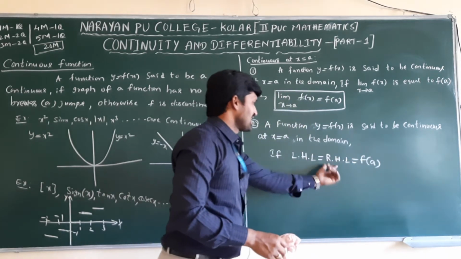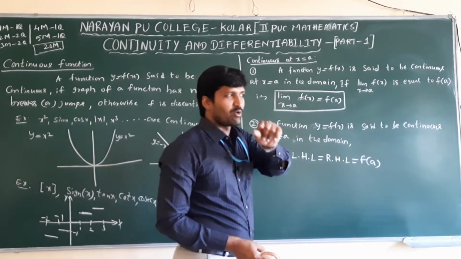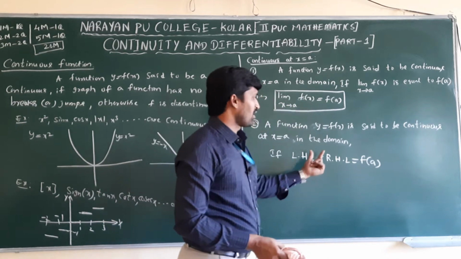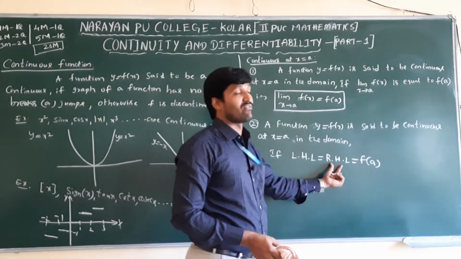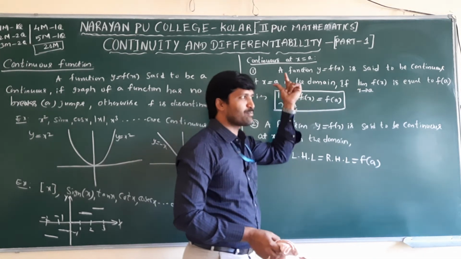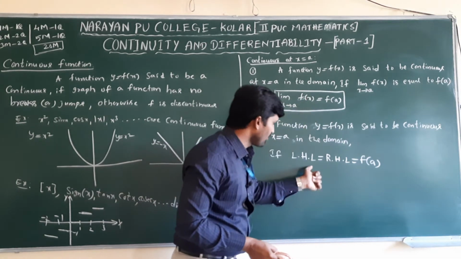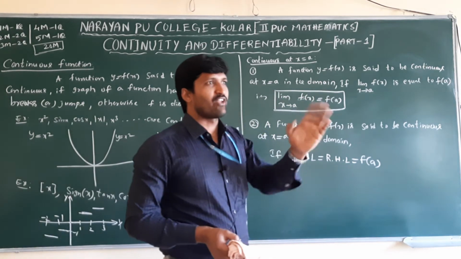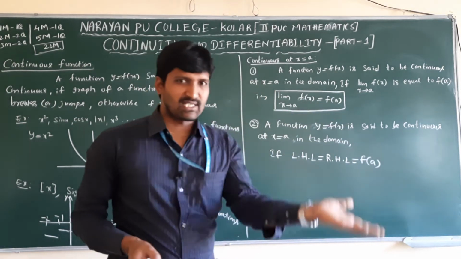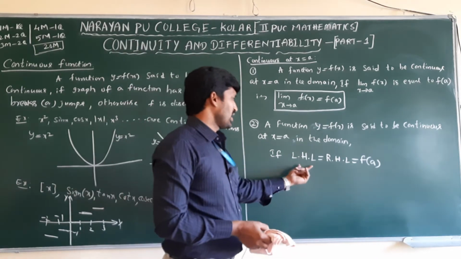This LHL, RHL, value of which one? Limit x tends to a f of x. Because starting only I discussed, when left hand limit of the function and right hand limit of the function both are equal only, this limit x tends to a f of x is possible. From this only we got this one. When you use this, it means the function is defined in two ways, for the left side and right side of the value, means x less than a or x greater than a. In that case we are using this.